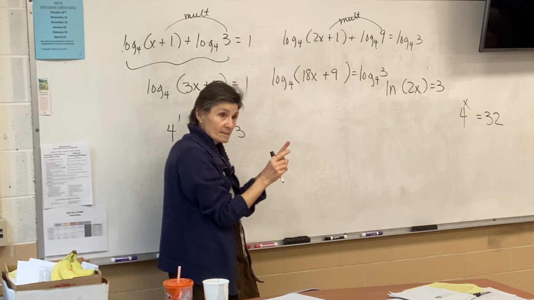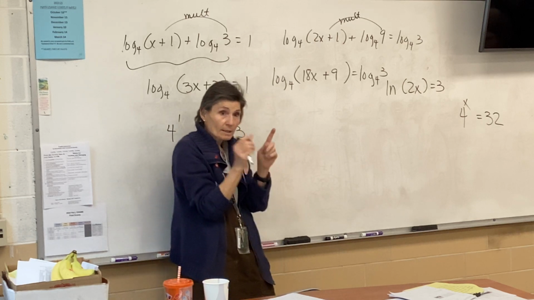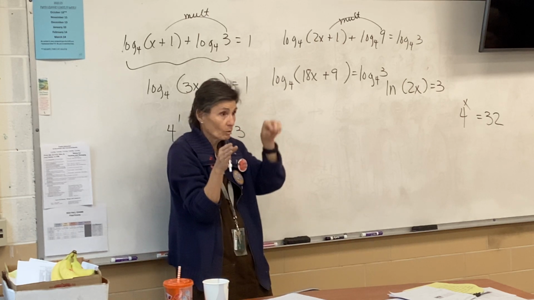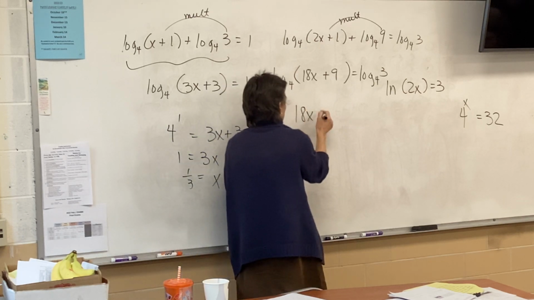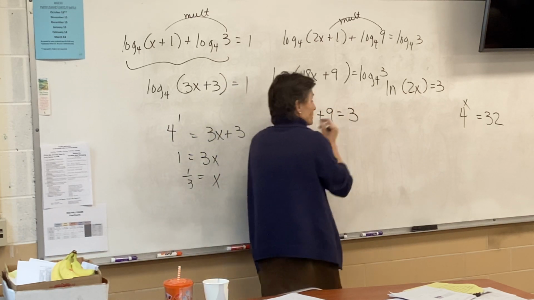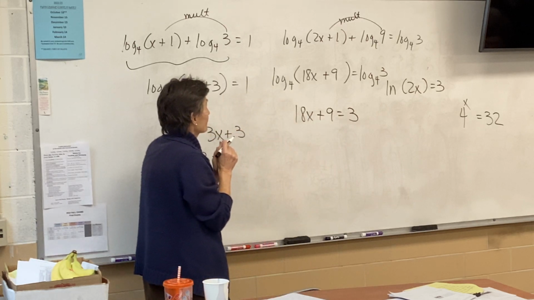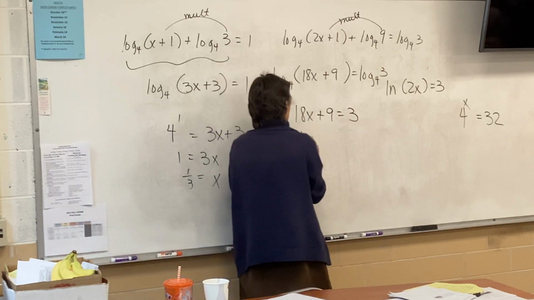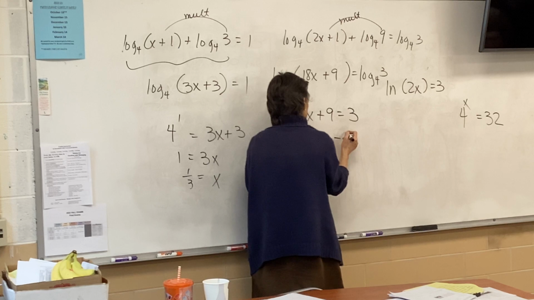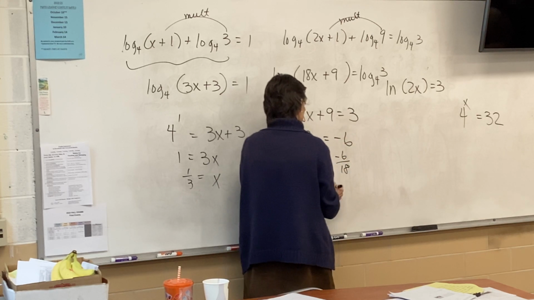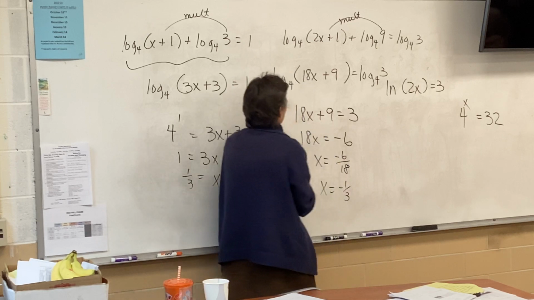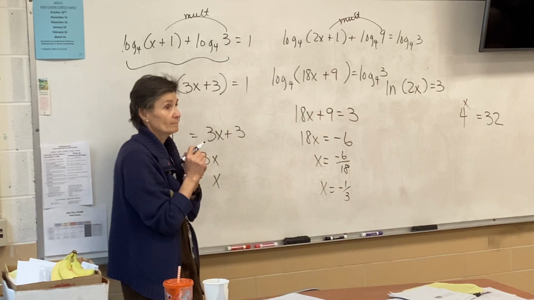Now, this is not a loop-de-loop, because it's log equals log. So now I can get rid of them and do this. Subtract the 9 over and divide by 18. So it looks like negative 1/3 is my answer.